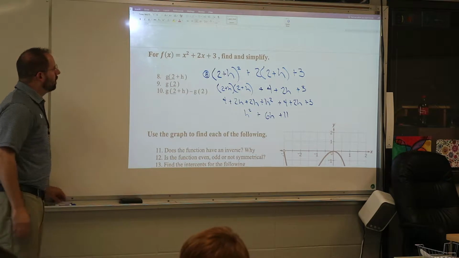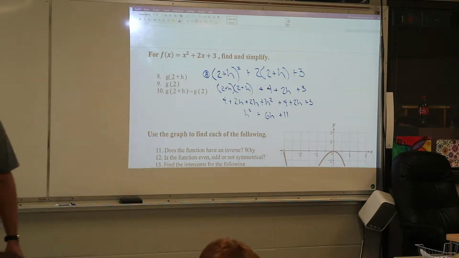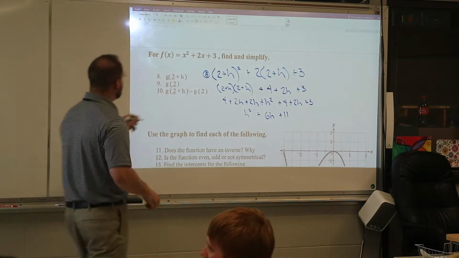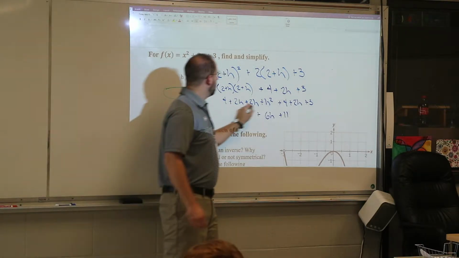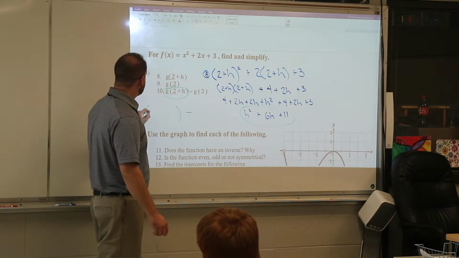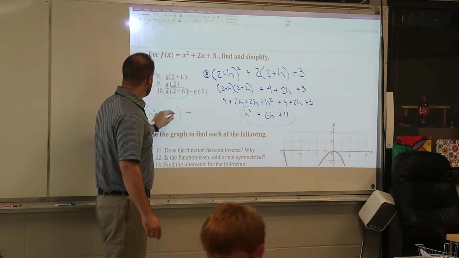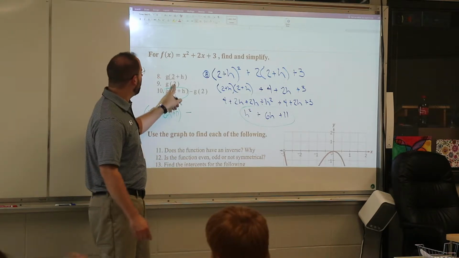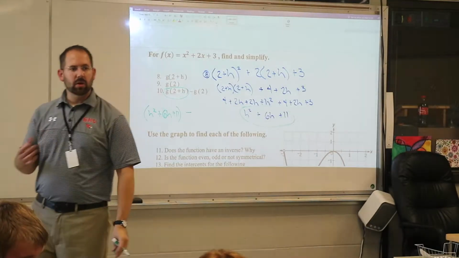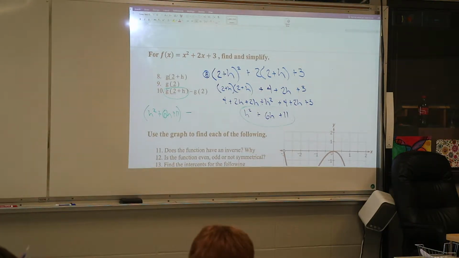Number 10 is now you have to compare them. So now you're taking this object, the one you found earlier, h squared plus 6h plus 11, and you're going to subtract the part you found in step 2. Does that make sense, what you're doing on that next one? You'll have to distribute the negative sign and actually add like terms. If you just subtract 11, h squared, subtracting the 11. Okay.